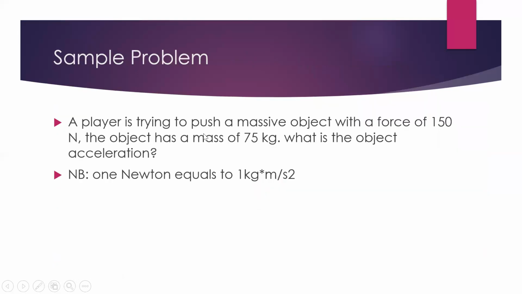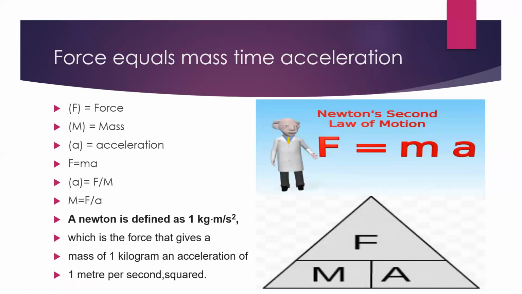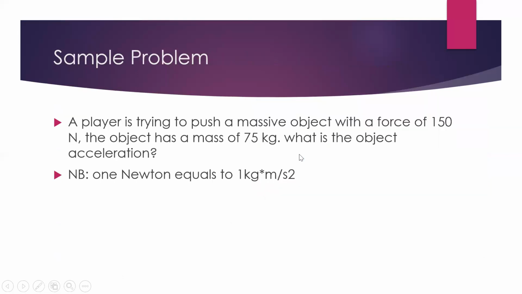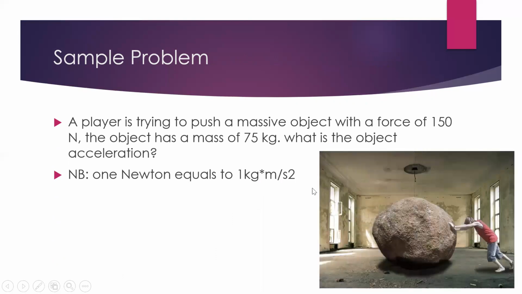let's go for a very simple problem to solve according to this formula. A player is trying to push a massive object with a force of 150 Newton. The object has a mass of 75 kilograms. What is the object's acceleration? Remember, 1 Newton equals 1 kilogram meter per second square. Okay, it's trying to push this mass.